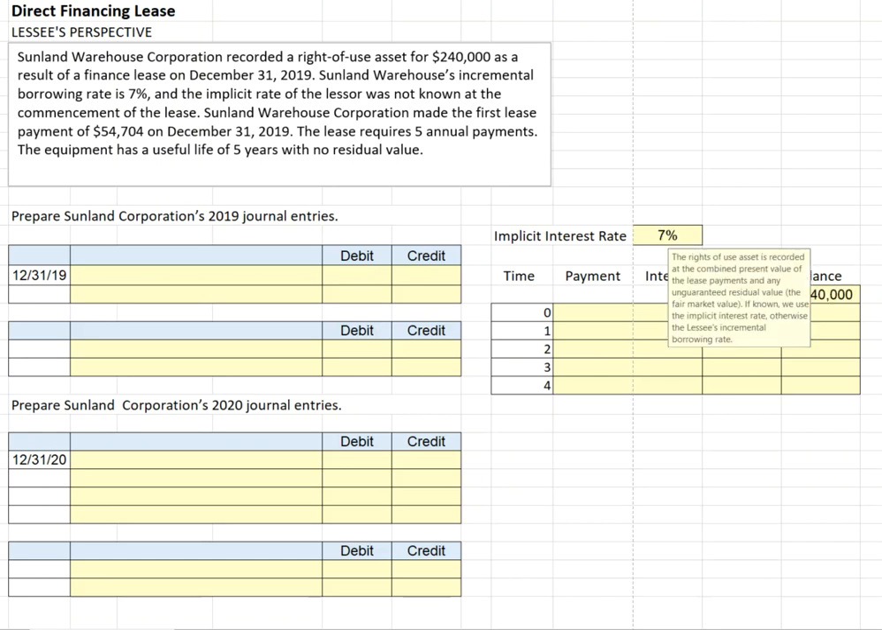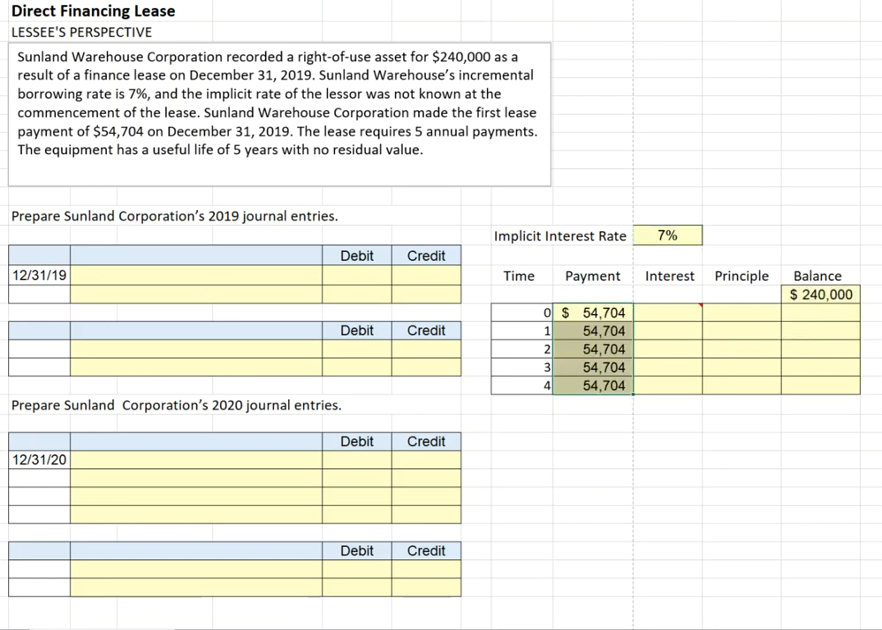The first thing we're going to do is prepare an amortization table to calculate the interest expense and the change in principal on the financing lease obligation. We're told the implicit rate is 7%, and we had a $240,000 balance, making 5 payments of $54,704 per year for 5 years, with the first one at time 0.